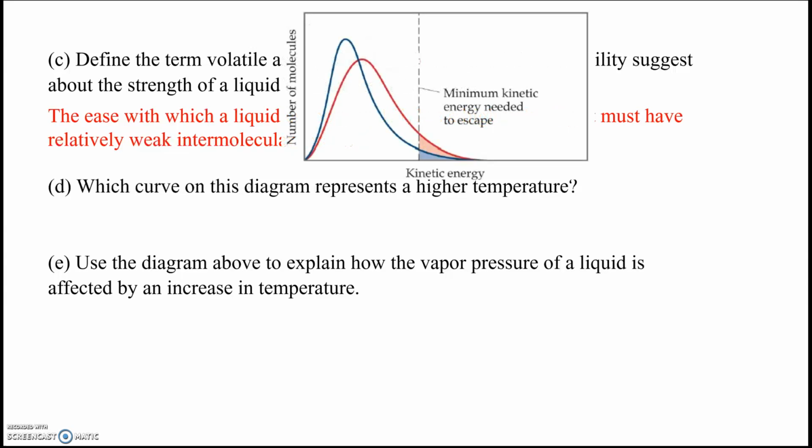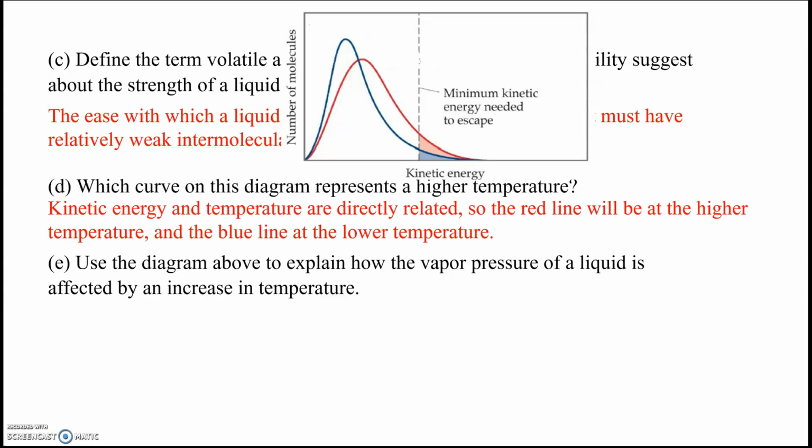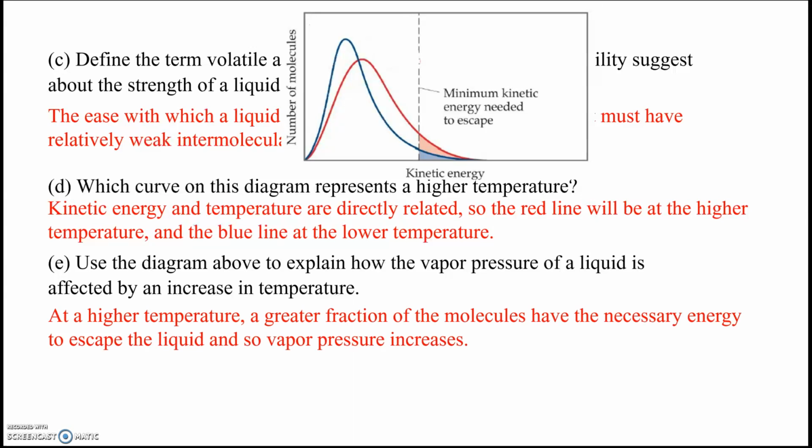Whoops, I got these out of order. Question D says, which curve on this diagram represents a higher temperature? Well, kinetic energy and temperature are directly related, so the red line will be at a higher temperature. The blue line is at the lower temperature, and now we can talk about how this vapor pressure is affected. And at a higher temperature, the red line, a greater fraction of the molecules have the necessary energy to escape the liquid, and so they do, and so vapor pressure increases.